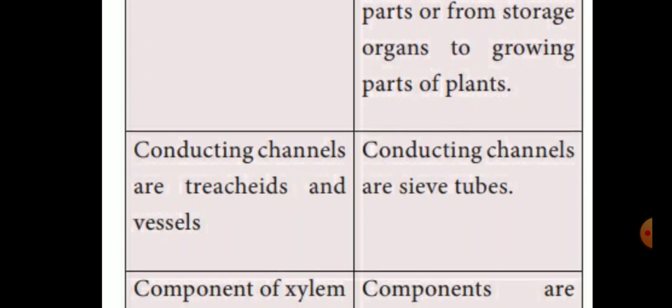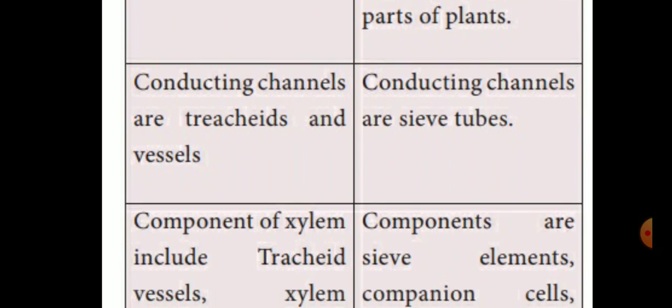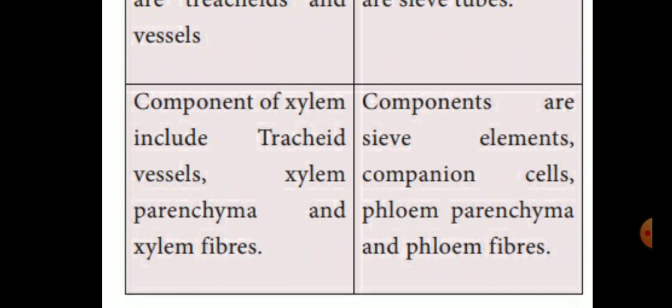Then conducting channels. The conducting channels in xylem are tracheids and vessels, meaning water is conducted through tracheids and vessels. In phloem the conducting channel is sieve tubes. Next, the components of xylem include tracheids, vessels, xylem parenchyma and xylem fiber. And the components of phloem are sieve elements, companion cells, phloem parenchyma and phloem fibers. So these are the four differences between xylem and phloem. I hope it is clear to you.